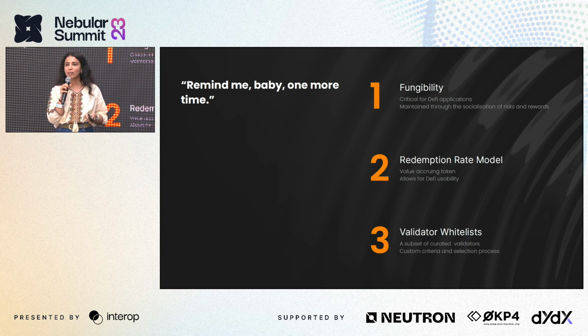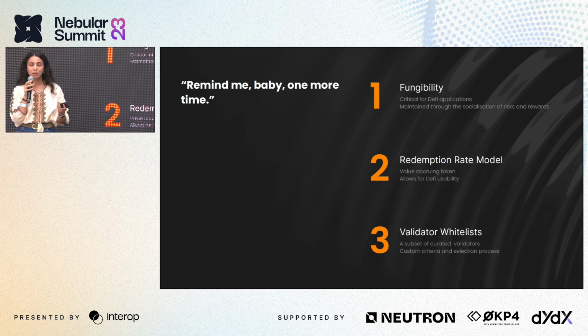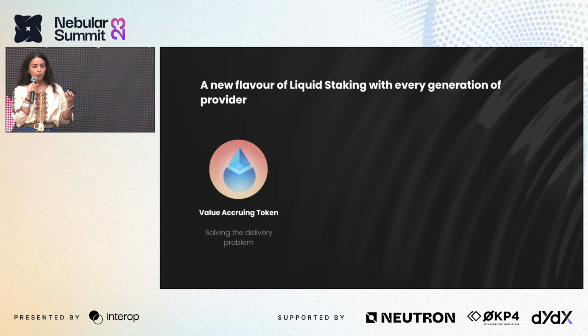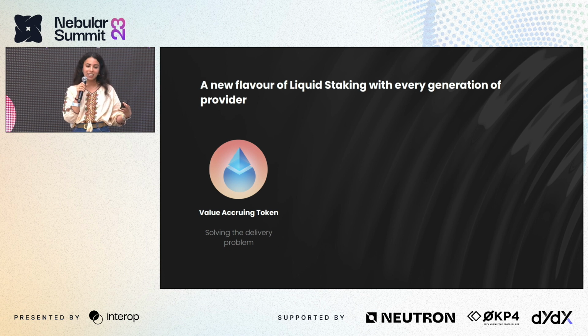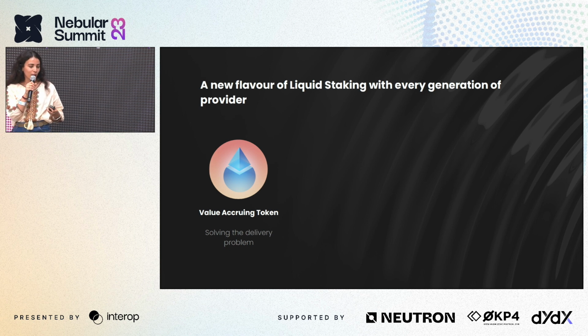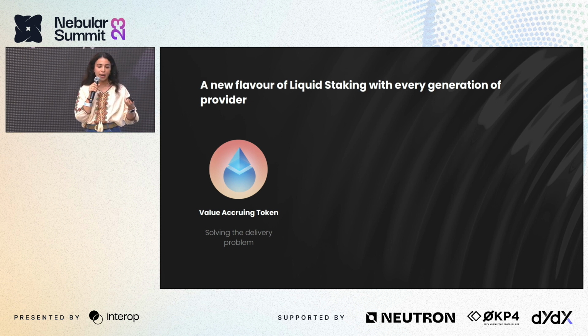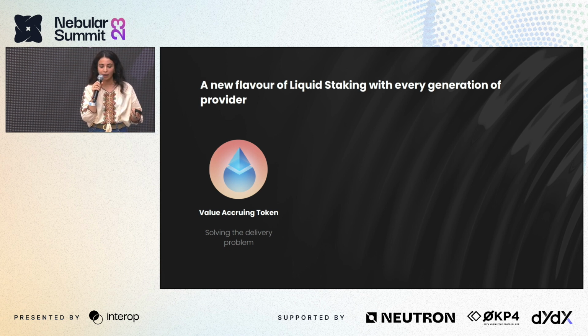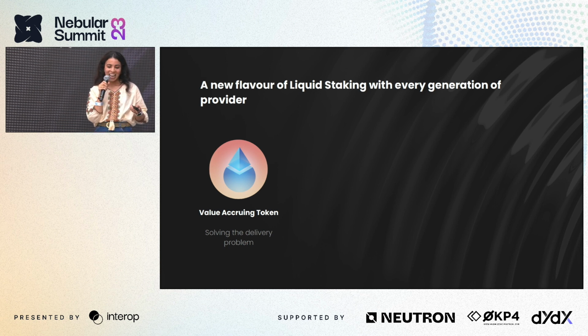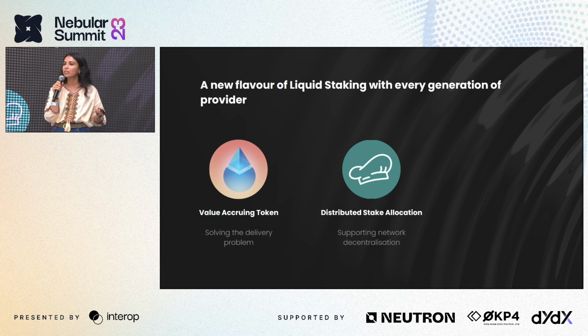I believe the other important thing to keep in mind with regard to liquid staking design is that in parallel to this, each new generation of liquid staking provider came and built on what came before it and gave liquid staking a new flavor. So, for example, Lido not only solved the distribution or delivery problem of staking rewards by creating a value accruing token, the redemption rate token, but they were also hyper-focused on slashing, or rather on not experiencing slashing. Then Marinade was hyper-focused on absolute decentralization.